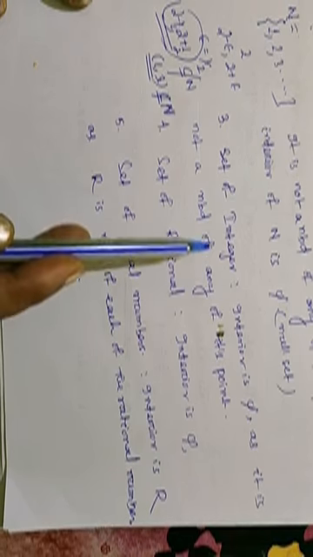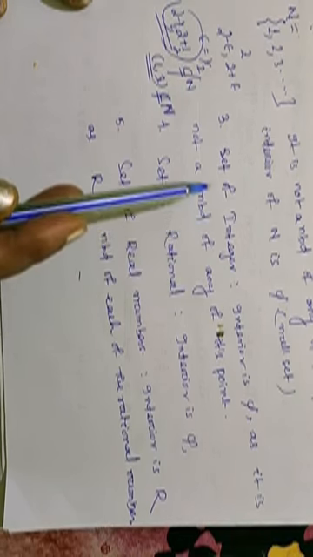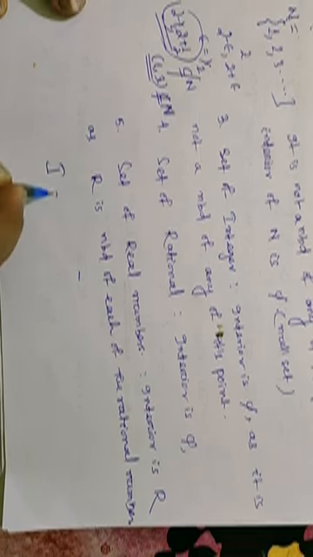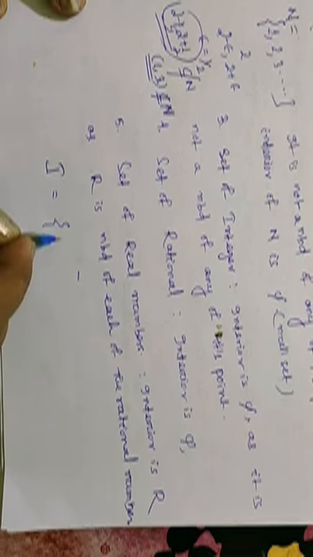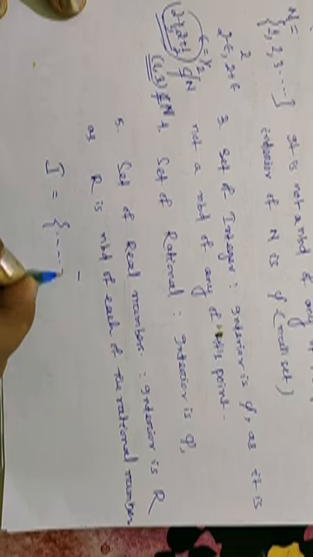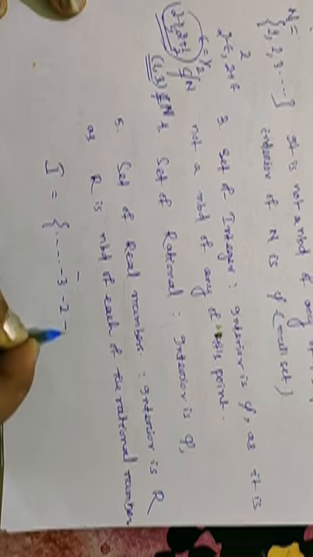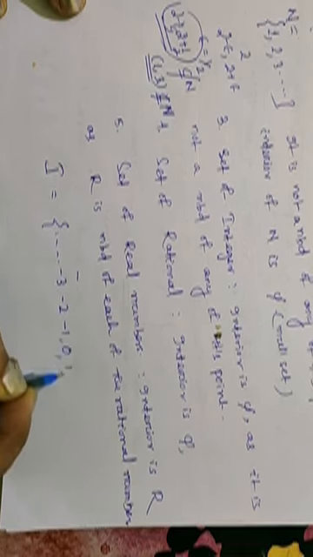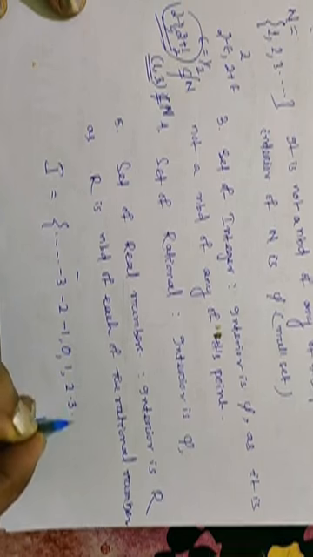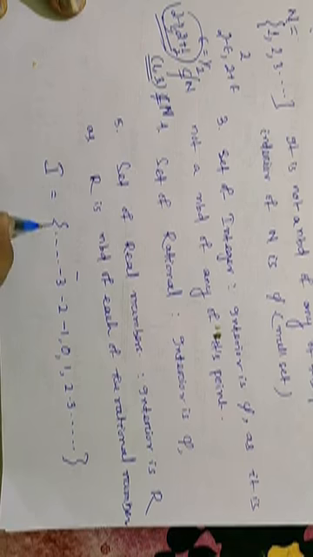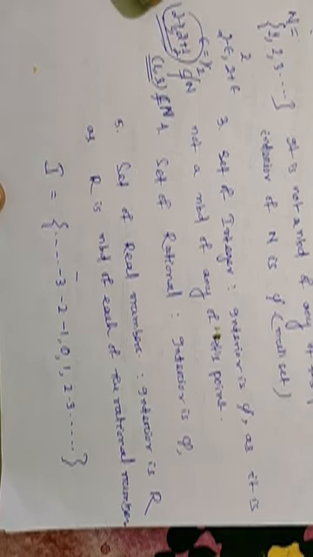Now consider the set of integers. What is the interior point? Is the set of integers I an interior point of Q? The set of integers I is ..., -3, -2, -1, 0, 1, 2, 3, etc. Minus infinity to plus infinity, all positive and negative numbers.